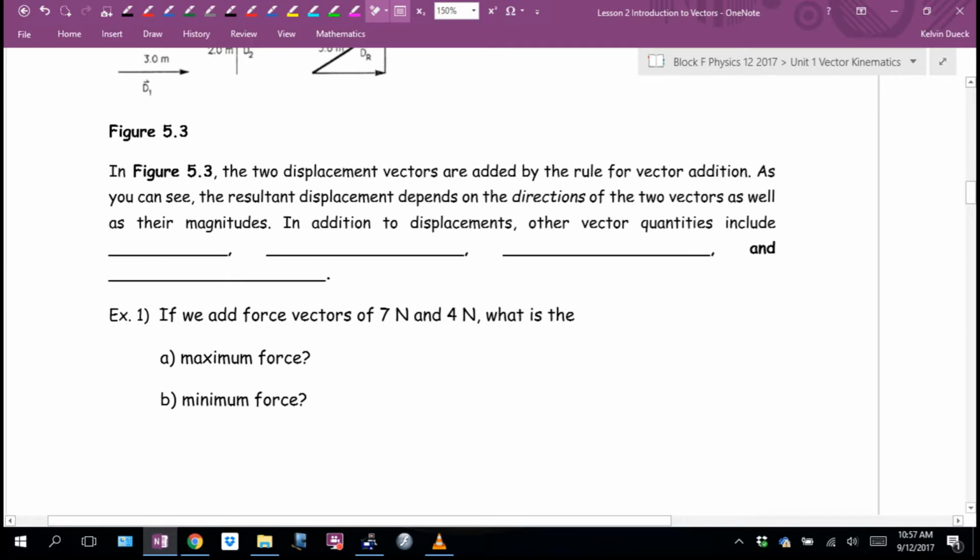What are some other vectors? So displacement. What are some other vector quantities? Velocity. What else? Do you remember? Yep. Displacement. What else? Momentum was. That's going to come back to bite us big time this year.